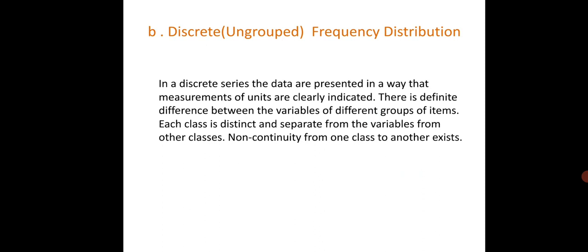Discrete or ungrouped frequency distribution. In a discrete series, the data are presented in a way that measurements of units are clearly indicated. There is a definite difference between the variables of different groups of items. Each class is distinct and separate from the variables from other classes. Non-continuity from one class to another class does exist.